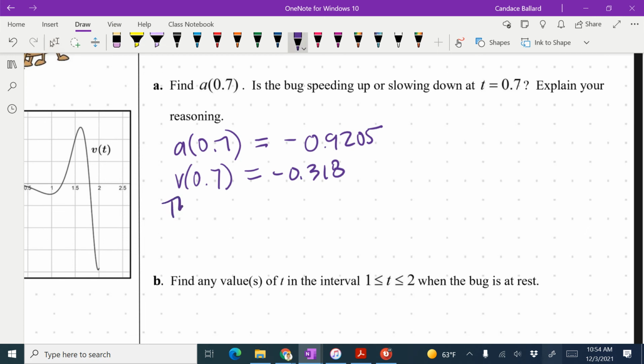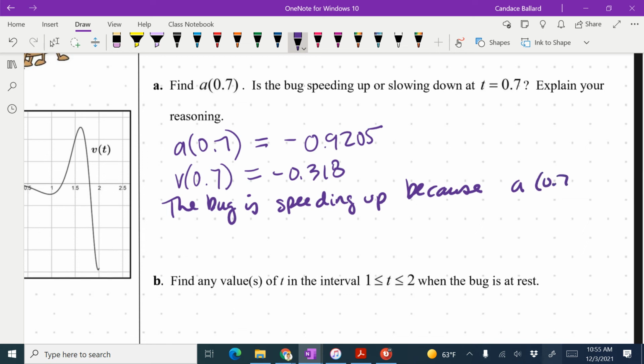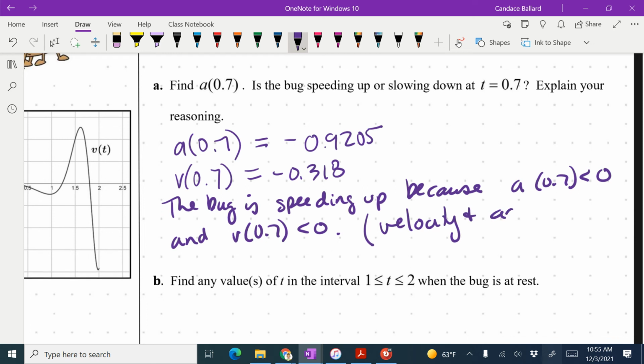So the bug is speeding up because the acceleration at 0.7 is less than 0 and the velocity at 0.7 is less than 0. Or you could write the velocity and acceleration have the same sign. Your choice. Both of those would get you full credit.